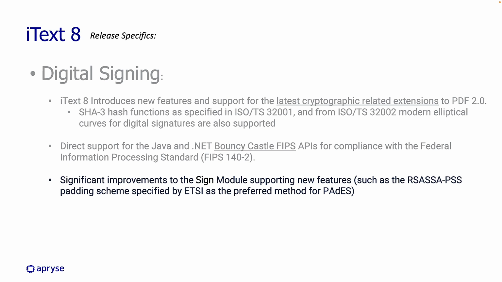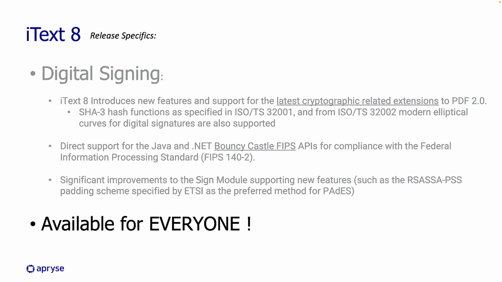iText 8 also brings about significant improvements to our sign module, which supports new advanced features, such as the padding scheme as the preferred method for PDF electronic signatures. So these advanced, modern, state-of-the-art digital signing features are available to not only our commercial customers, but for everyone, including our open source community.